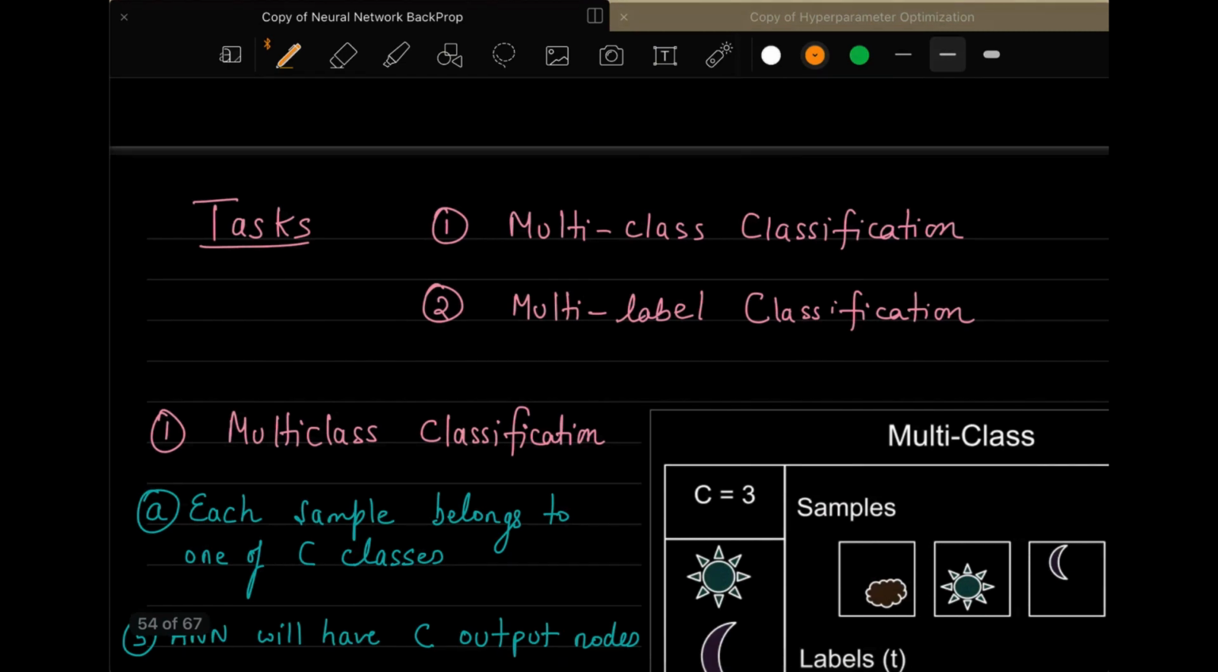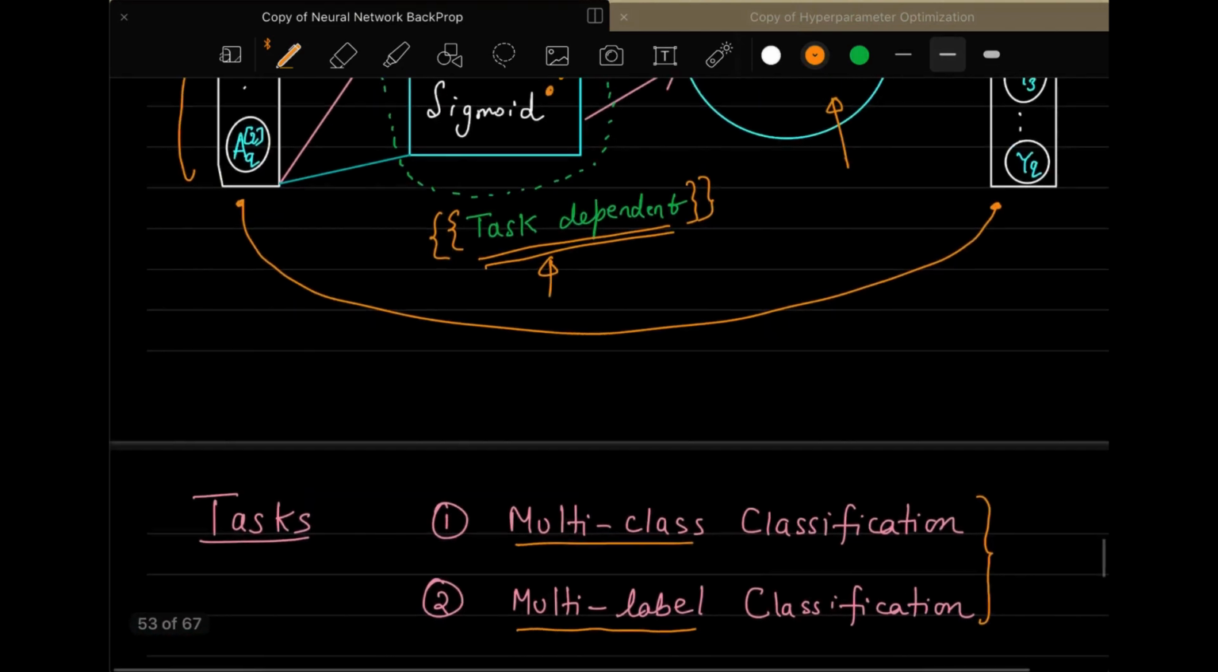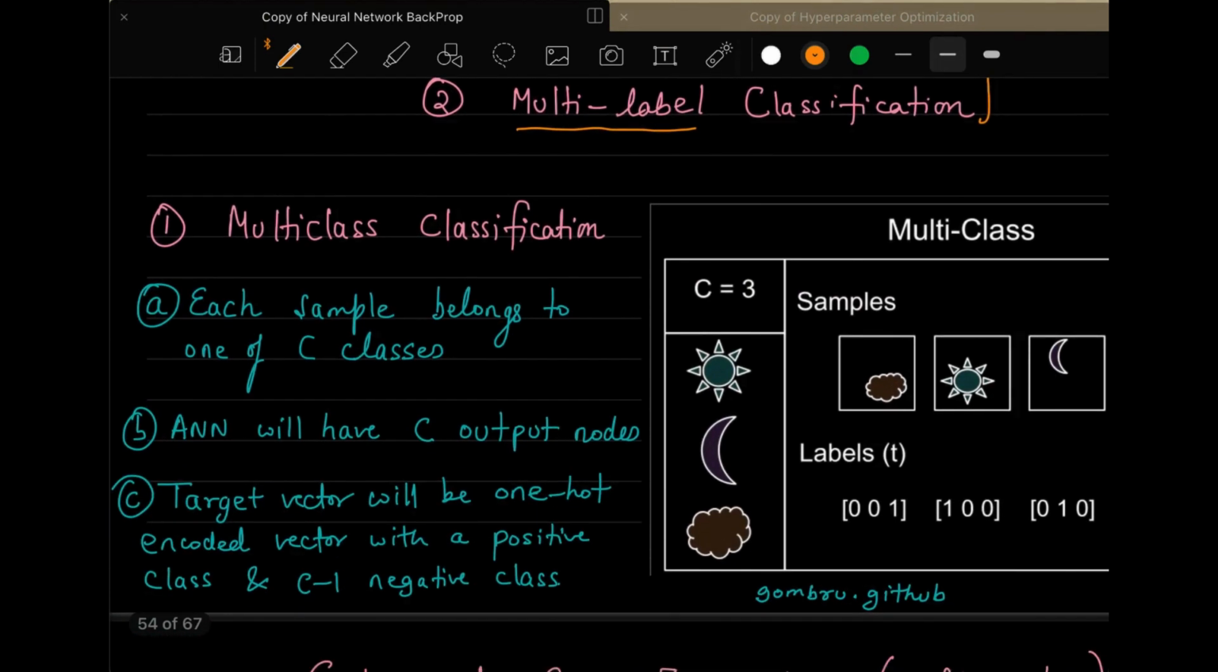So actually, the tasks that are available in classification are of two types. One is the multi-class, another one is the multi-label. So depending upon the two, we have to select either sigmoid or softmax. So what is actually multi-class classification? Multi-class classification has these three characteristics which are listed in A, B and C.